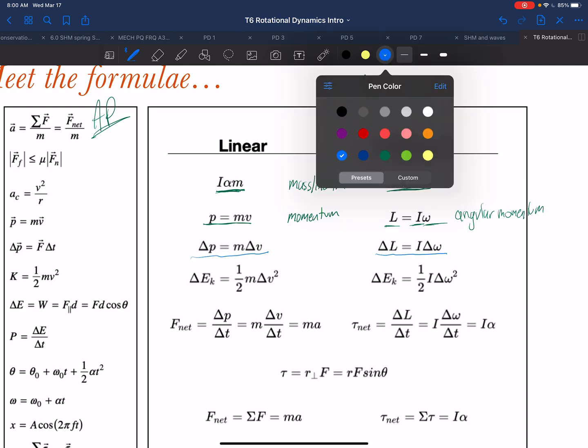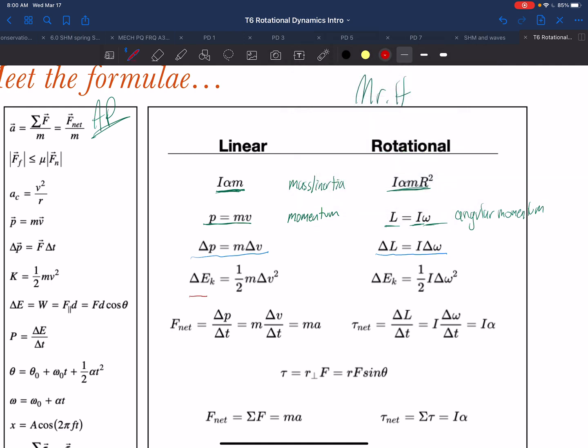And we can look at the translational kinetic energy. The change in kinetic energy is 1/2 m times the change in velocity squared. Well, the change in rotational kinetic energy is going to be equal to the mass times the change in angular velocity squared. So you notice that we're just changing. Whenever we see m, we're changing it for I. When we have v, we're changing it for omega.